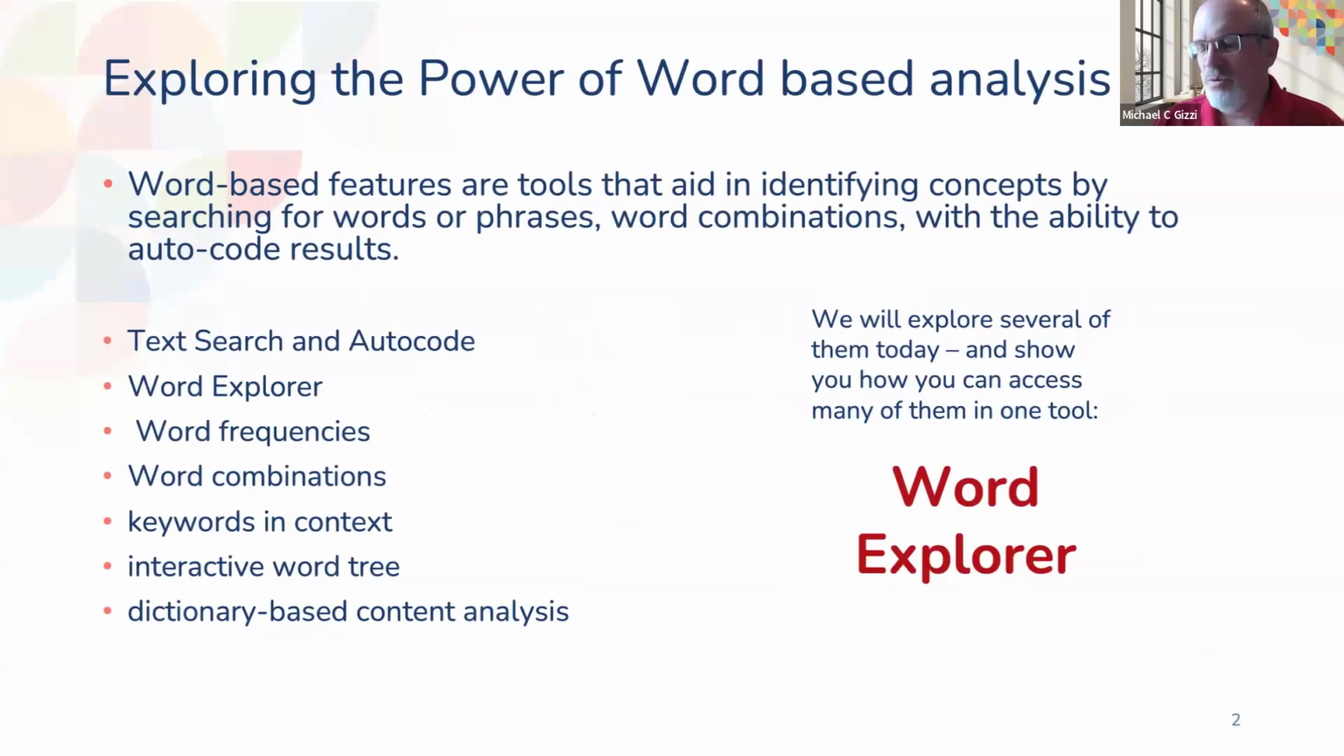Word-based features are tools that aid in identifying concepts, searching for words or phrases, and word combinations, with the ability to auto-code results. There are a lot of tools that we could focus on: text search and autocode, formerly known as lexical searches in prior versions of MAXQDA, Word Explorer, word frequency, word combinations, keyword and context, interactive word trees, and dictionary-based content analysis, with a whole bunch of related tools as well.